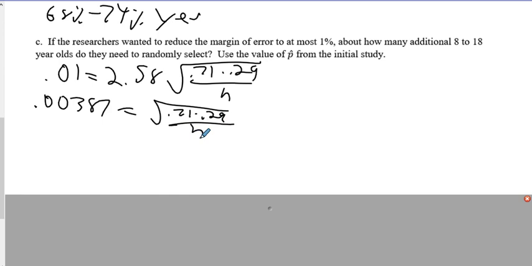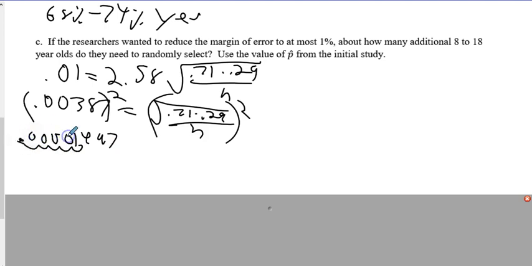How do I get rid of the radical? I square both sides. Again, on my calculator, it's going to give me that E negative. So it's going to give me 1497, but E to the negative 5. So 0.00001497 equals 0.2039 over n.